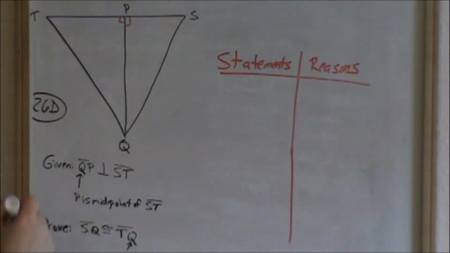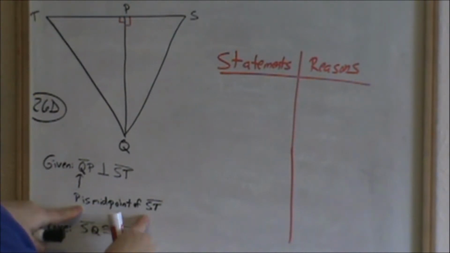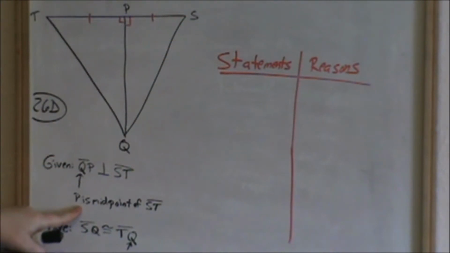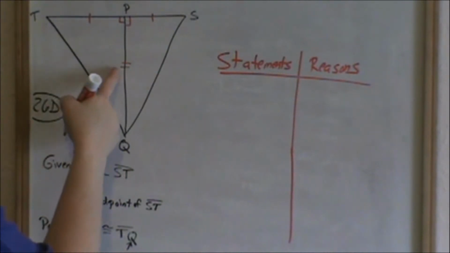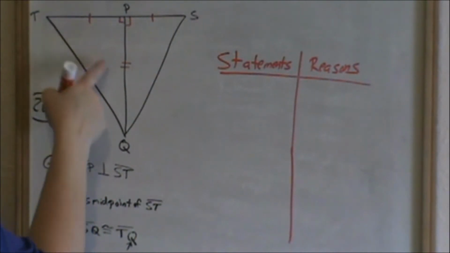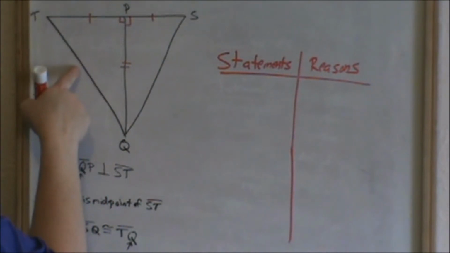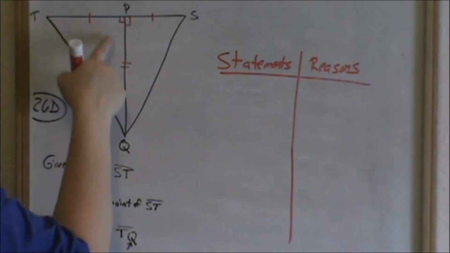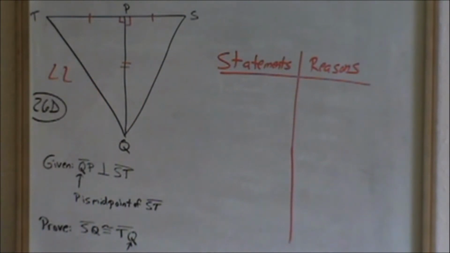The fact that we have right triangles means we only need two pieces of information to prove the two triangles congruent. Now we know P is the midpoint of ST, which means that line is congruent to that line. Now what else do we know in the picture? This line is shared by both triangles, from the reflexive property. This is the leg, this is the leg. The legs are on each side of the right angle. This is the hypotenuse. The hypotenuse is across from the right angle. So now I see I can prove the two triangles congruent by leg, leg.